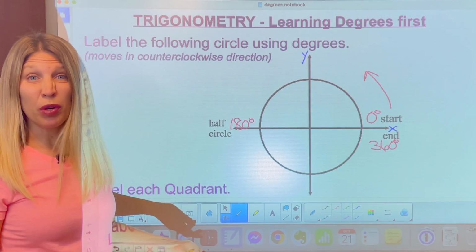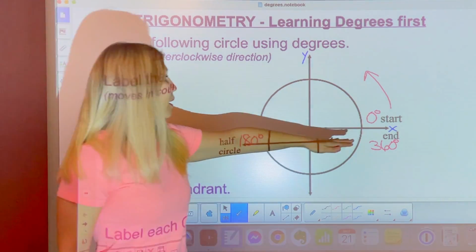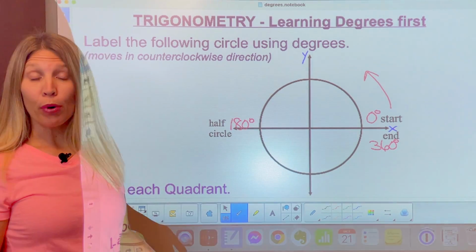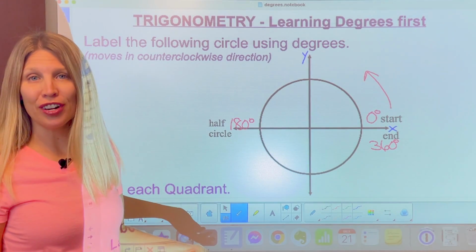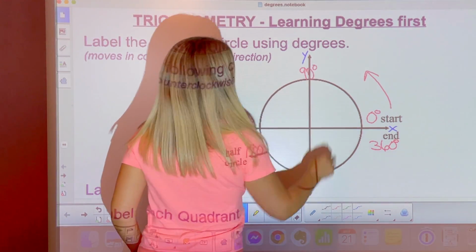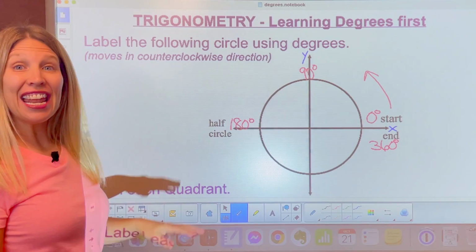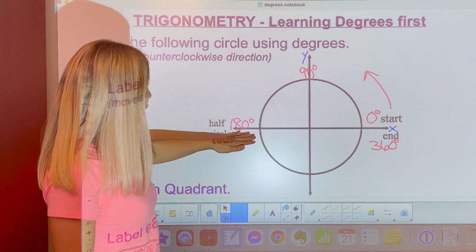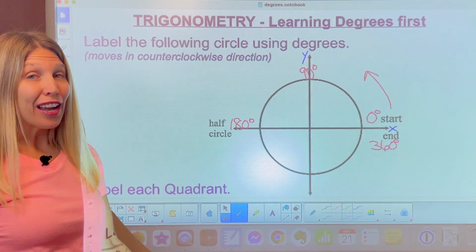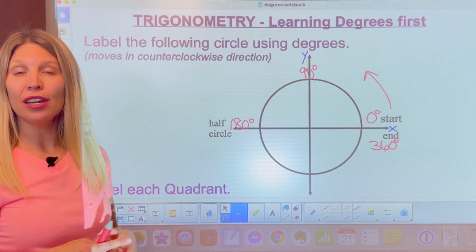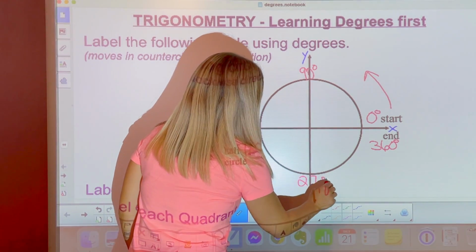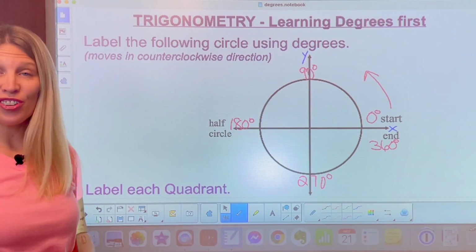So now we're just going to split up the circle even more. Here's 0. Here's 180 degrees. Break that in half. What's half of 180? That's right. You got 90 degrees up here at the top. Very good. And now you have to find the middle between 180 and 360. So if you're not sure how to do that, you can add them together and divide by 2. And then down here at the bottom, you'll get 270 degrees.